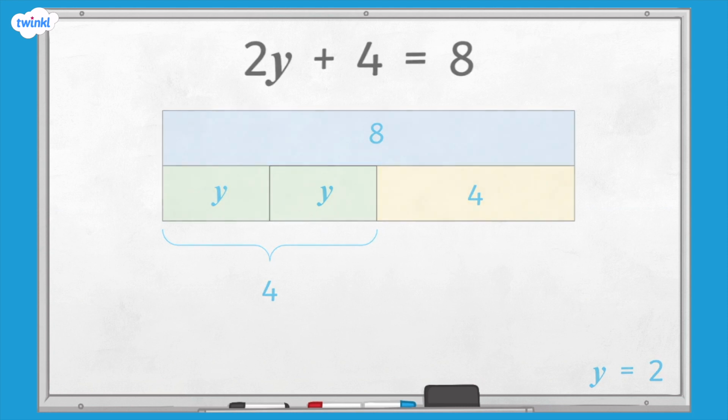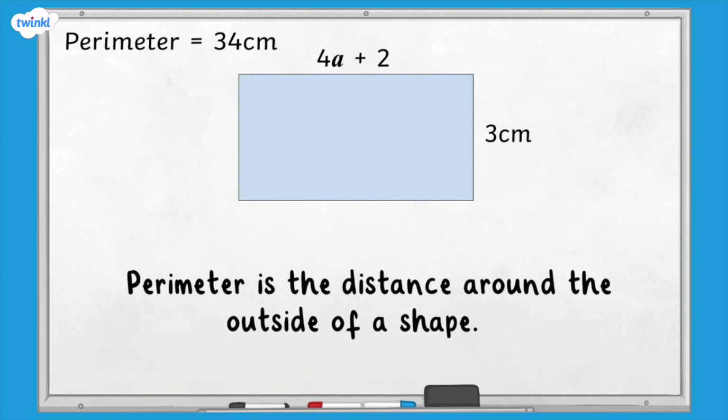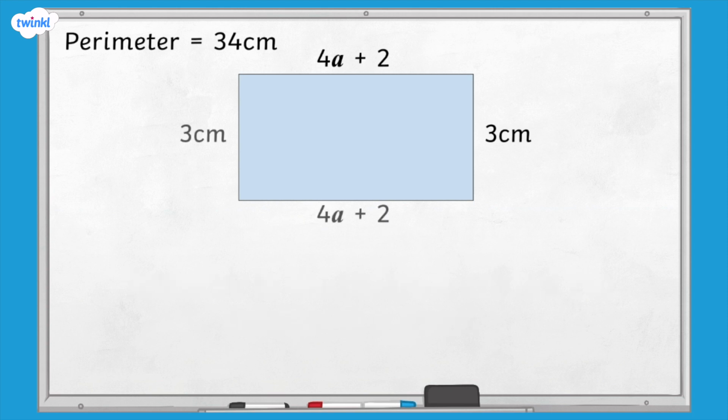Let's apply this understanding to solve a problem. The length of a rectangle in centimetres is 4a plus 2. The width of a rectangle is 3 centimetres. The perimeter of the rectangle is 34 centimetres. What is the value of a? Remember, we can calculate the perimeter of a shape by adding together the lengths of the sides. In a rectangle, opposite sides are equal.